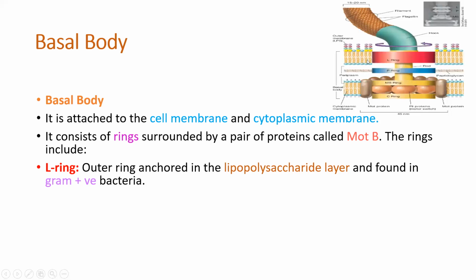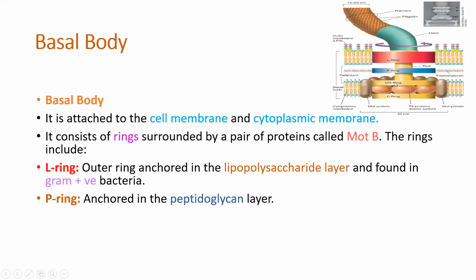Next one is the P ring. The outer ring, that is called the L ring. The second one is the P ring, anchored in the peptidoglycan layer. This is also made up of a peptidoglycan layer. The L ring is made up of a lipopolysaccharide layer.